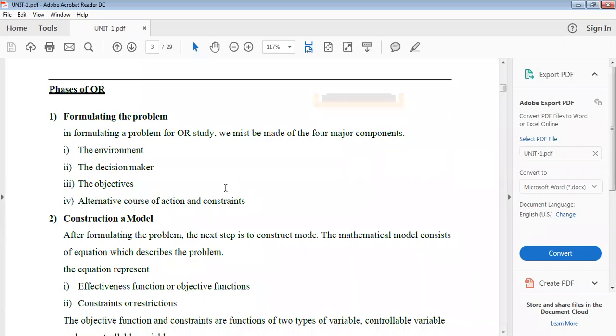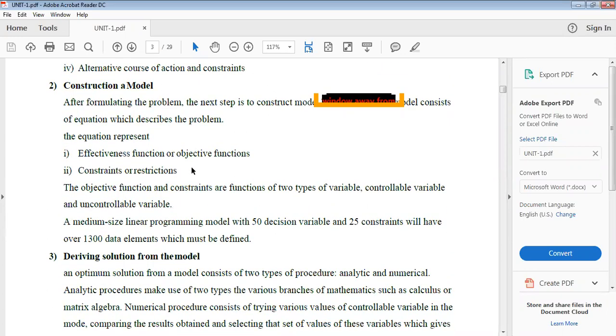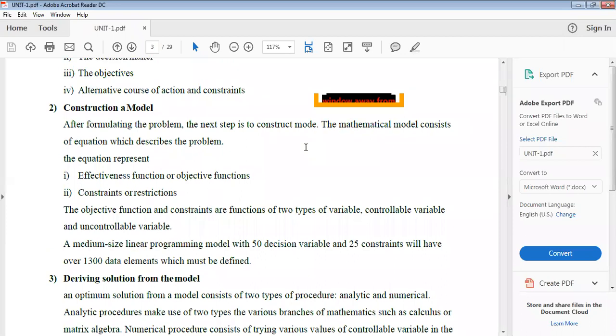If the production is short against the expected, then you have to revise your course of action to improve it. Next is the construction of a model. After formulating a problem, the next step is to construct a model.